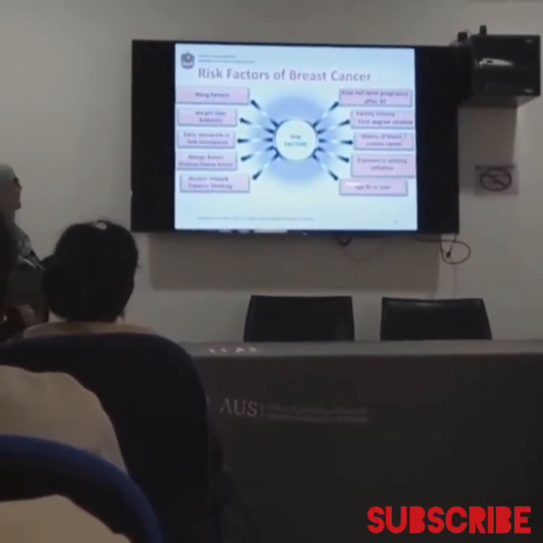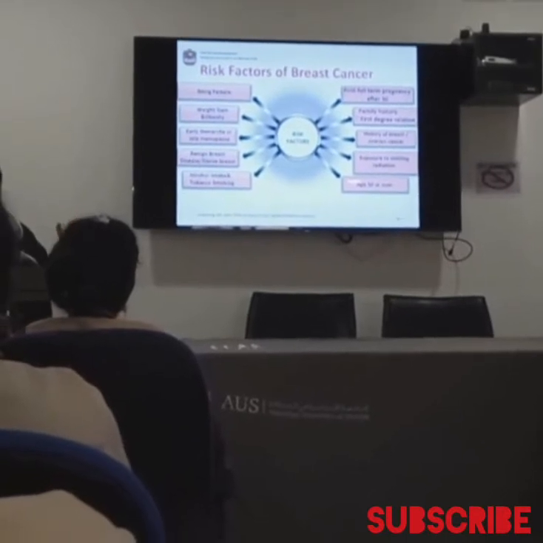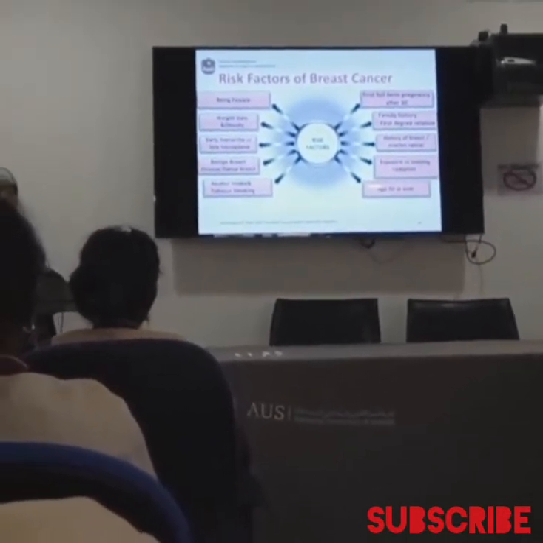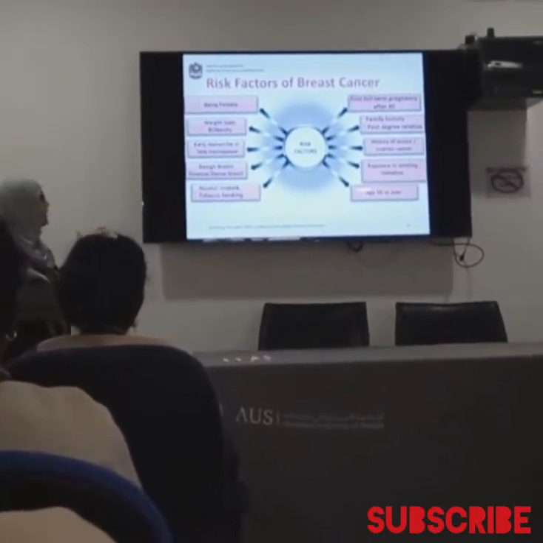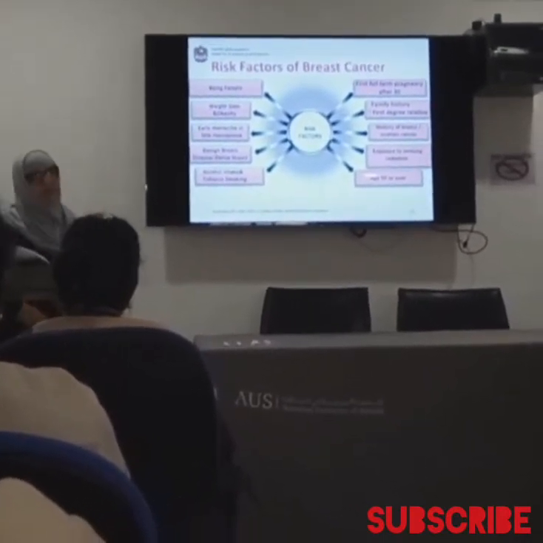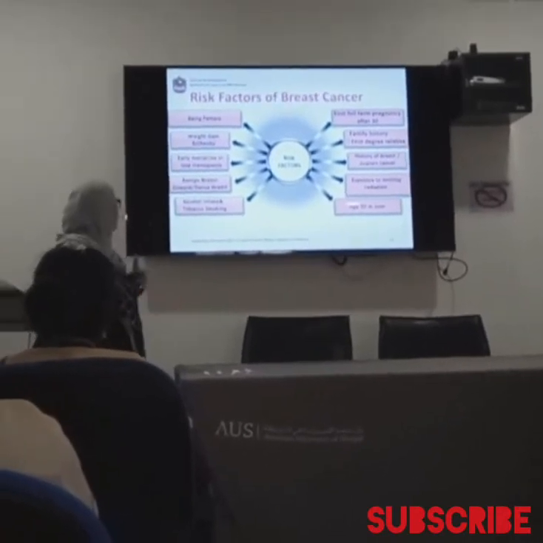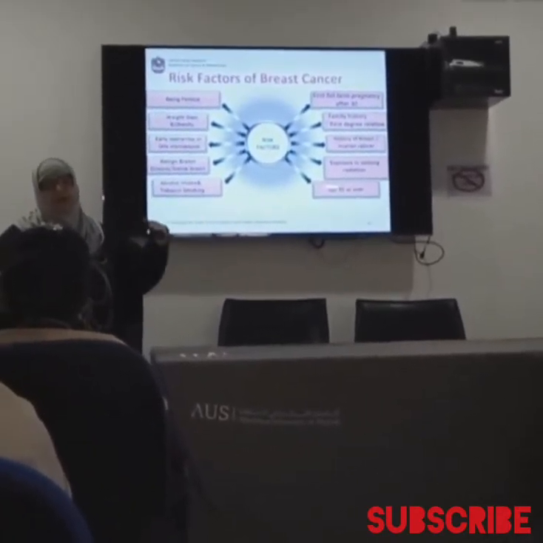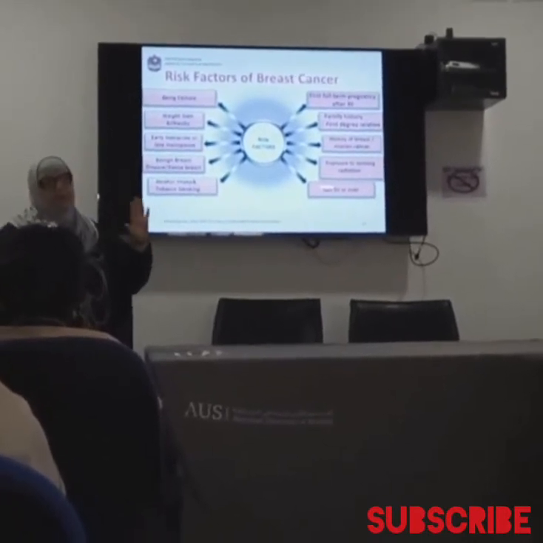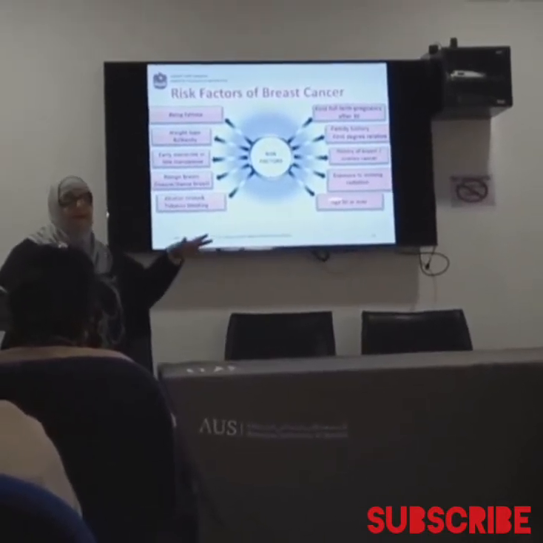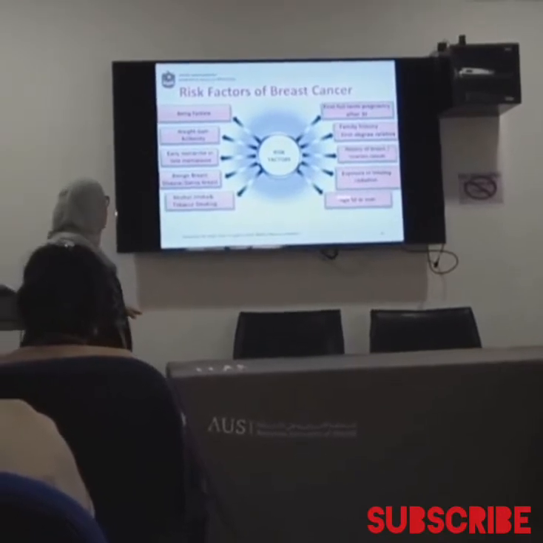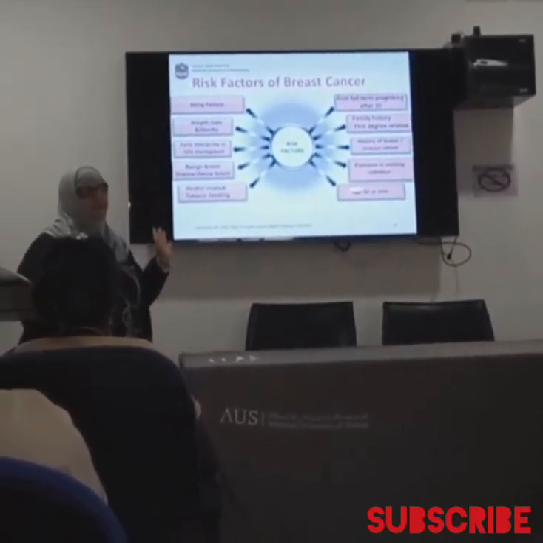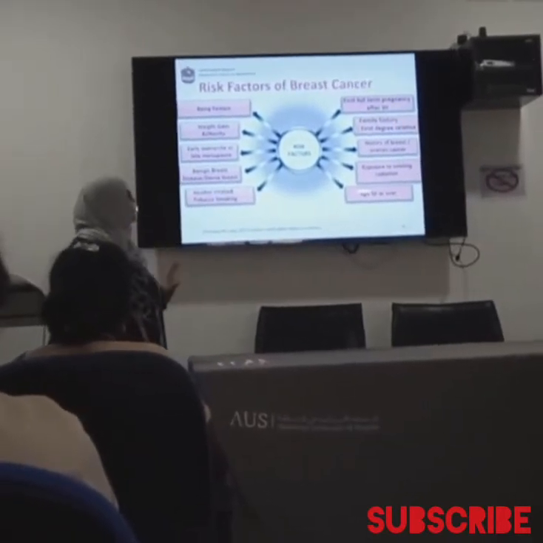Being female, weight gain and obesity. People who are obese or overweight are at risk of breast cancer. Early menarche, getting the period before 12 years of age, or late menopause, when the period stops at 55 or even later. Sometimes alcohol intake and tobacco smoking are risk factors.